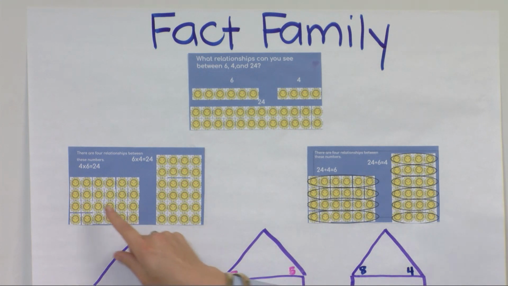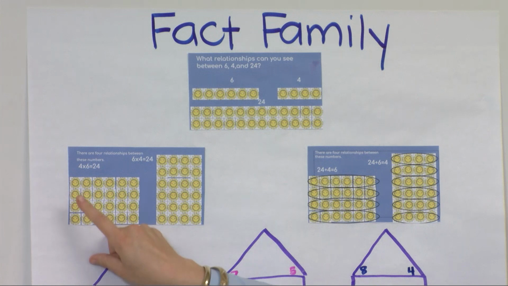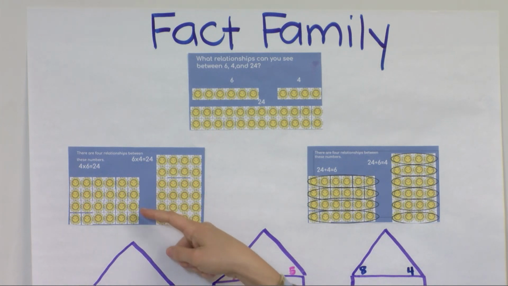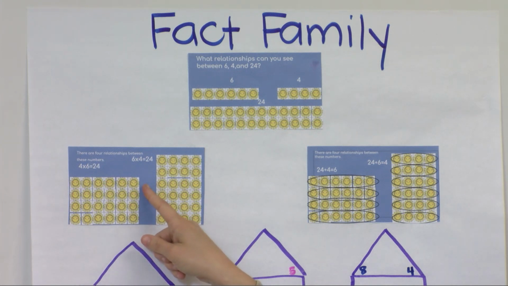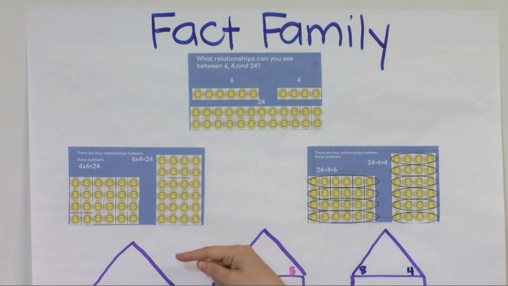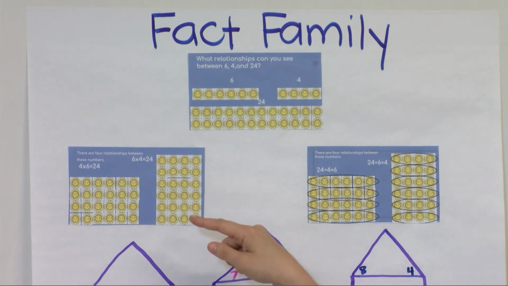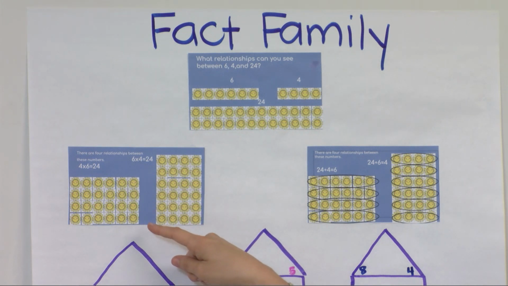All right, so when I look at this array, I have 4 rows, 1, 2, 3, 4, of 6. 1, 2, 3, 4, 5, 6. Okay, so 4 rows of 6 suns. So if I have 4 rows of 6, then I could skip count by 6s 4 times, and get, say, 6, 12, 18, 24.